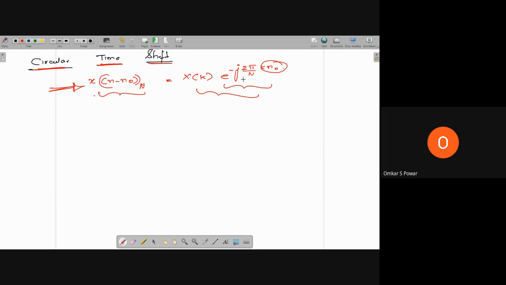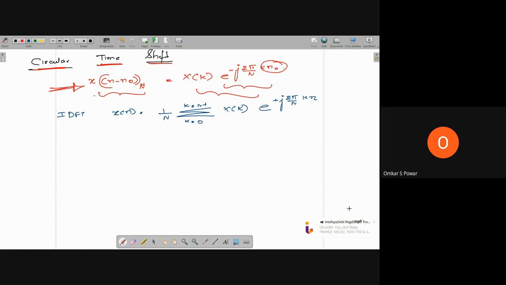So now we have to prove this property. How can we prove it? We can start with the IDFT formula. According to the IDFT formula, same as previously, x of n is equal to 1 by N summation k varies from 0 to N minus 1 X of k e power plus j 2 pi by N into kn.